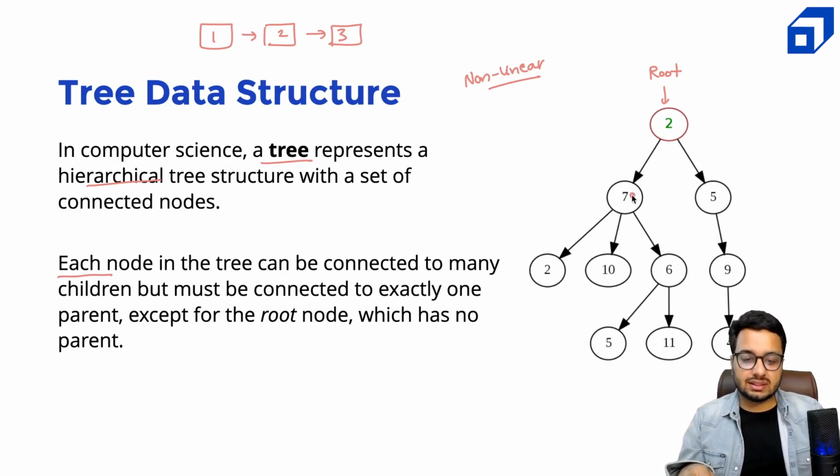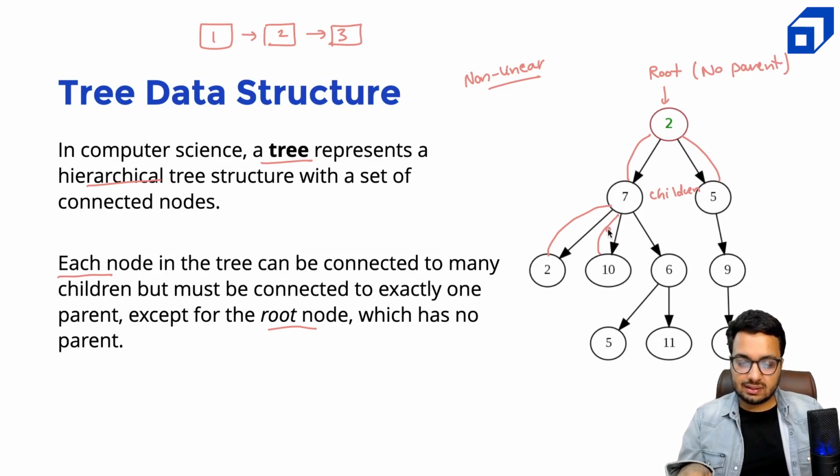So 2 is connected with 7 and 5. It is connected with 2 children. So 7 and 5 are children of 2, but each must be connected to exactly one parent. So each node must have one parent. I cannot say 7 will have 2 parents. No, 7 will have only one parent, that is 2. 5 has only one parent, that is 2. 2 has only one parent, that is 7. 10 has only one parent, that is also 7, right? So except for the root node, which has no parent. So root node has no parent. Rest all the nodes have one parent, right?